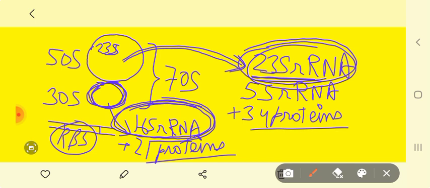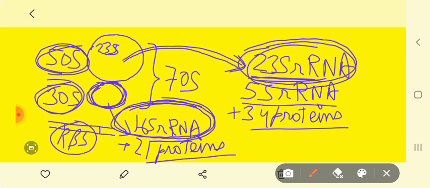So this was all about the prokaryotic ribosomes. The prokaryotic ribosome is made up of 50S and 30S. The 50S is the large ribosomal subunit and 30S is the small ribosomal subunit. The 50S ribosomal subunit is made up of 23S rRNA and 5S rRNA, including 34 different types of ribosomal proteins.